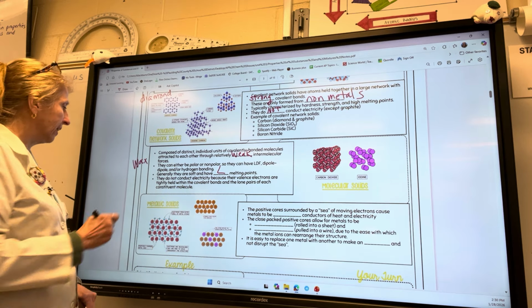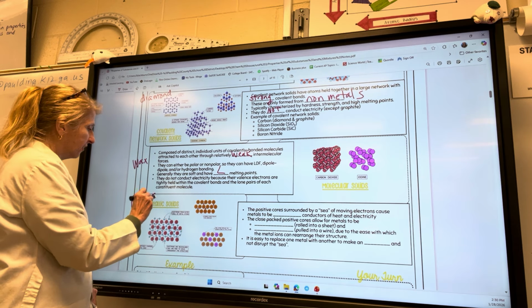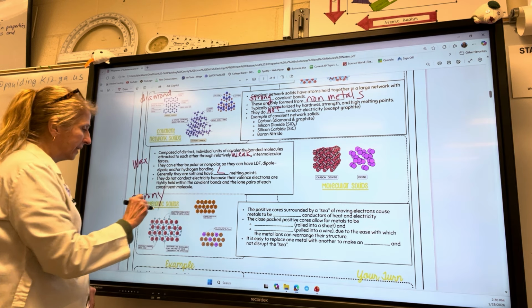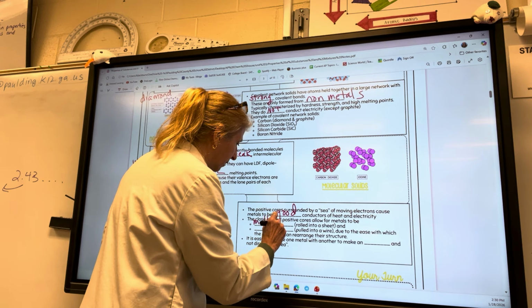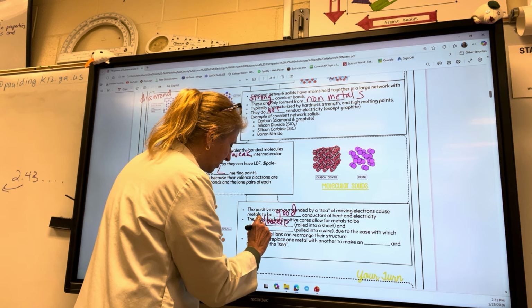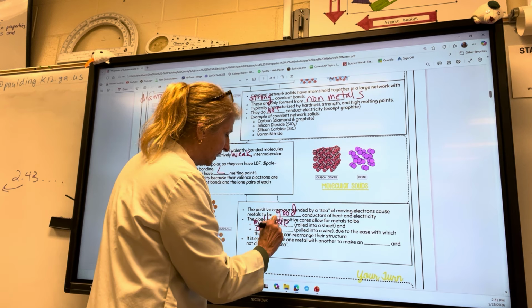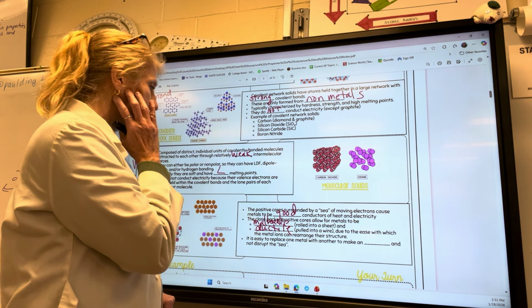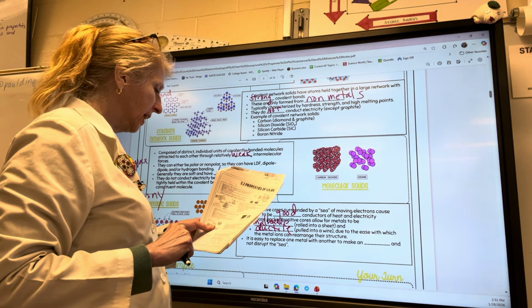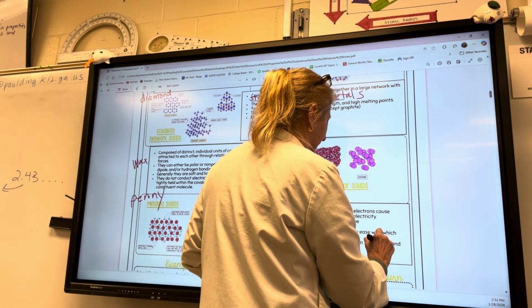Okay, our next one is metallic solid. We'll say a penny is a good example of a metallic solid. The positive cores are surrounded by a sea of moving electrons, causing them to be good conductors of heat and electricity. The close packed positive cores allow metals to be malleable and ductile. You can hammer it into sheets or draw it into thin wires. It's easy to replace one metal with another to make an alloy, just like how we did in lab. So see, all of that was in Unit 2.